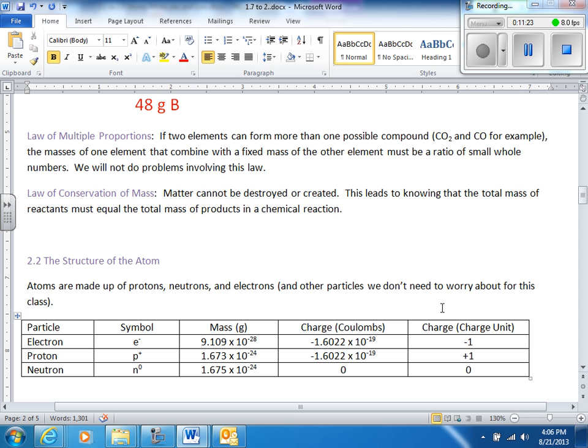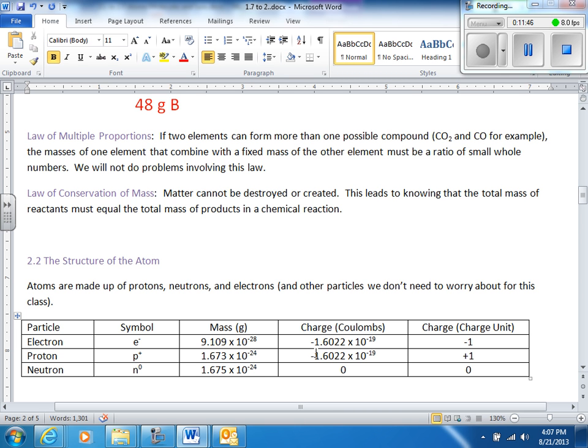Coulombs are a different unit. So there's 1 charge unit for every 1.6022 times 10 to the -19th coulombs. You won't need to know that conversion. I would give it to you if we were doing it in a problem. You should recognize the proton has a charge of +1. The neutron has a charge of 0. Neutron, neutral.